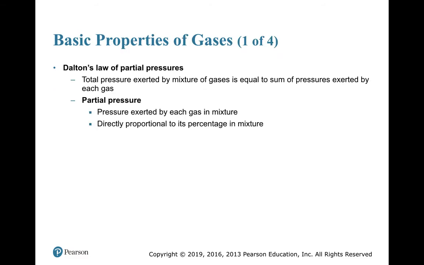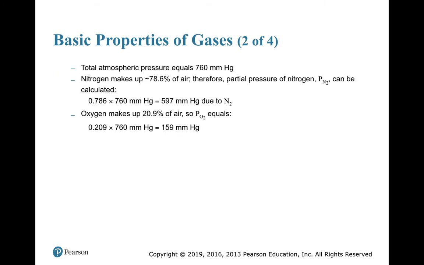Dalton's law of partial pressure says that the total pressure exerted by a gas mixture is going to be the sum of the pressures of each of the gases in that mixture, which brings us to the concept of partial pressures. Partial pressure is the pressure exerted by each gas in a mixture, and it's directly proportional to the percentage of that gas in the mixture. So the more of that gas, the more of the total pressure is due to that particular gas.